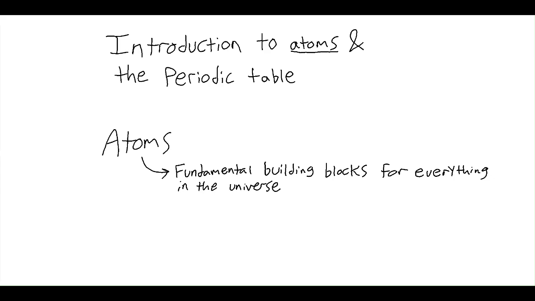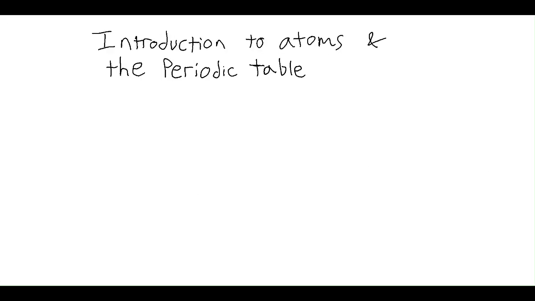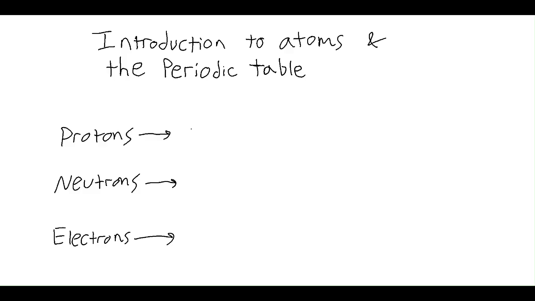We are going to look at the structure of atoms and break down what atoms themselves are made of. Atoms are made of 3 smaller particles: protons, neutrons, and electrons. Protons have a positive charge. Neutrons have a neutral charge. And electrons have a negative charge.